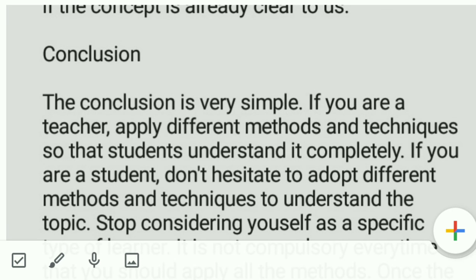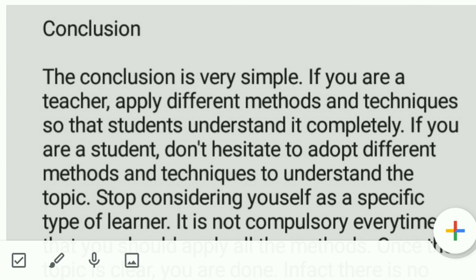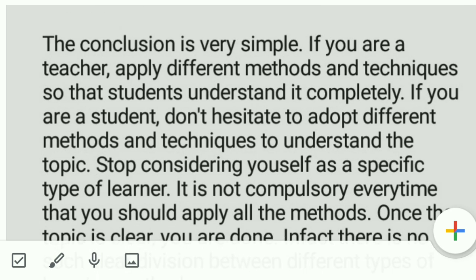The conclusion is very simple. If you are a teacher, apply different methods and techniques so that the students understand it completely. If you are a student, don't hesitate to adopt different methods and techniques to understand the topic. Stop considering yourself a specific type of learner.